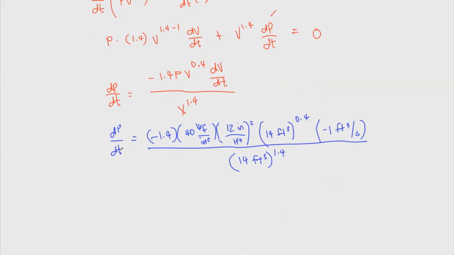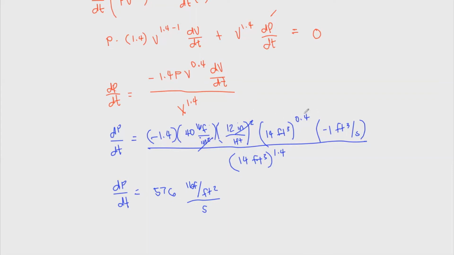Okay. So in this case, we have dP over dt is equal to, so the answer is 576, and that is pound force per feet squared per second. So that's the unit. So this is the change in pressure. Now we know that we can cancel this inch squared, and then we're left with per feet squared.